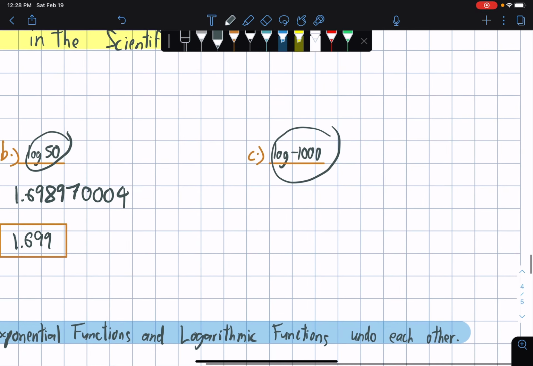For letter C, log of negative 1000, we have a math error. This is, in other words, stating that the logarithm is out of domain.